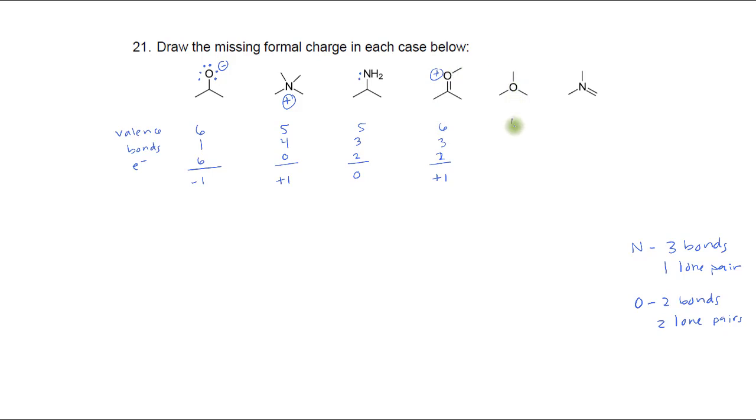This oxygen is in the same boat here, 3, 2. Nitrogen has 5. It's making 4 bonds. There's 0 electrons left over. This is +1.